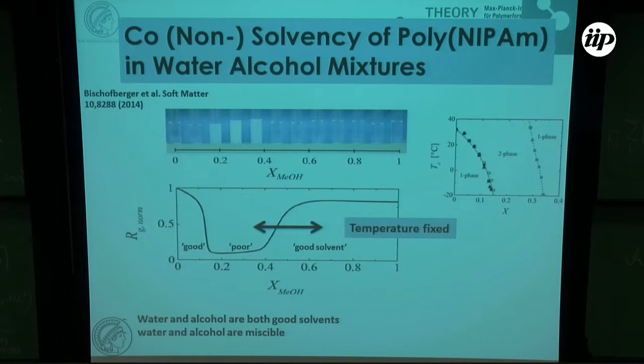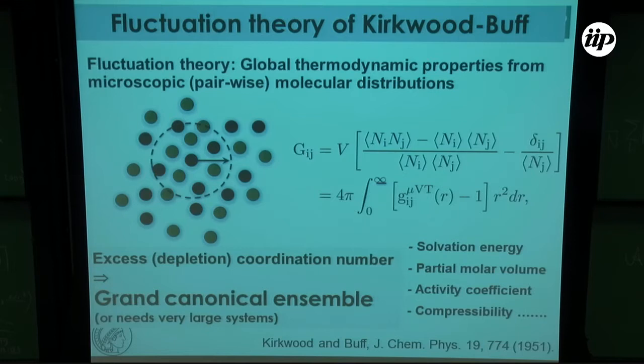And if you look into the phase diagram, you have an LCST, a lower critical solution temperature, and this goes down significantly when you add the alcohol. And that is what one would like to understand. And I don't want to go into the details. The way one looks at this is using the Kirkwood-Buff integrals, which give direct access to excess chemical potentials and so on and so on. I don't want to go to the details here.